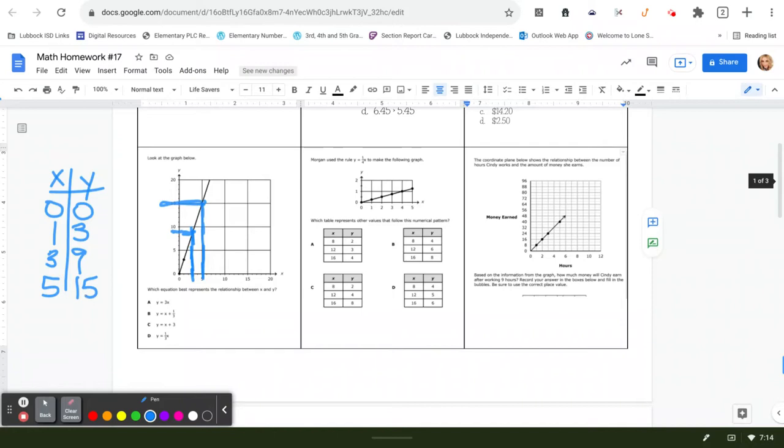Okay, so now let's determine our rule here. This pattern runs through the origin, so it has to be multiplicative. It has to be multiplying. So I'm going to get rid of B, and I'm going to get rid of C. Okay, 1 times any number is that same number. So 1 times 3 gives me 3, right? That one works. Is 3 times 3 9? Yes. Is 3 times 5 15? Yes. So my rule is times 3.